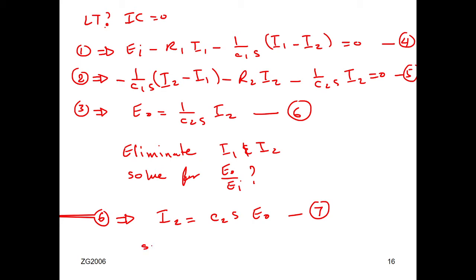Now, substitute 7. Let me use another slide, or we have a space here. Let me tell you what I'm going to do next. I'm going to substitute 7 in 5 and 4. Why? To eliminate I2. Then you're left only with I1. Solve for I1 from one equation and substitute it into the other, and then the transfer function will be ready. This is the story of what we are doing.